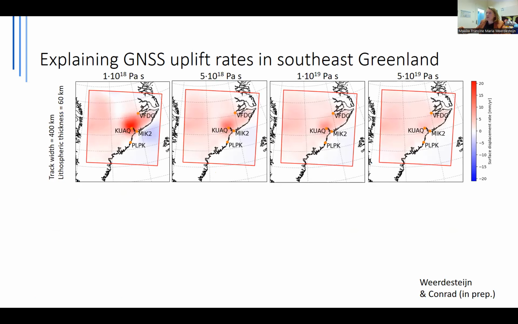So here are a few examples where we vary the track viscosity, and we keep the track width constant at 400 kilometers, and the lithospheric thickness is 60 kilometers. And so you see the surface displacement rates. It's going up, and if it's subsiding.